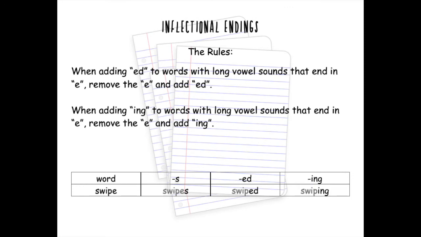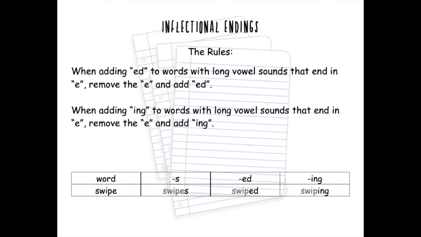When adding ed to words with long vowel sounds that end in the letter E, remove the E and add ed. When adding ing to words with long vowel sounds that end in E, remove the E and add ing. Look at the bottom of your screen. That's the word swipe. To add an S to the word swipe, to make swipes, all you do is add the S. So swipes is spelled S-W-I-P-E-S.